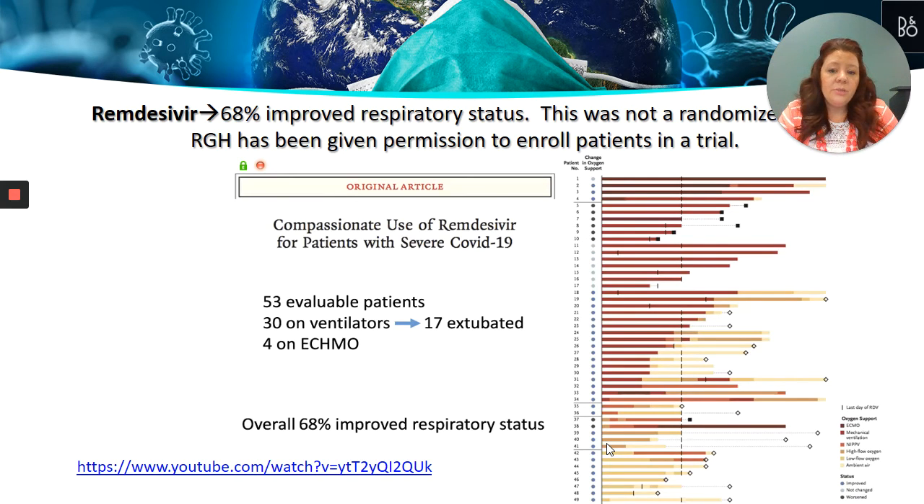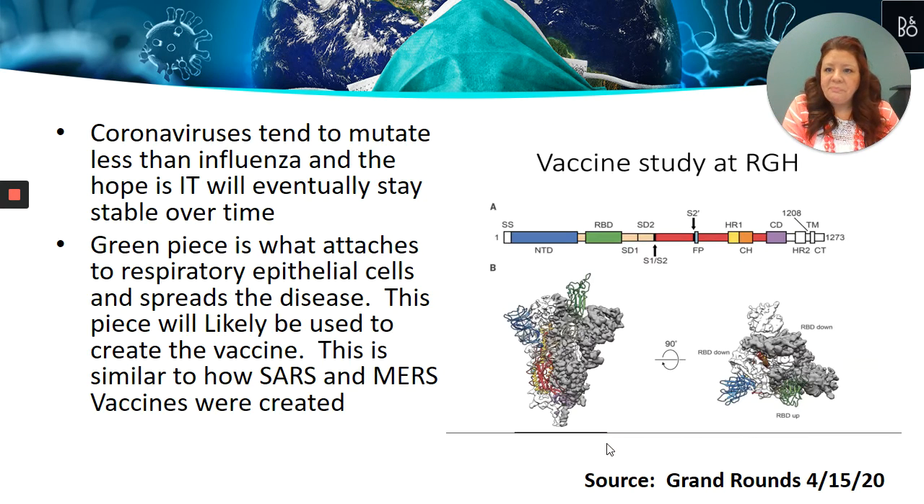And what they found is when they gave these patients the Remdesivir, 68% of them had an improved respiratory status, which is really great. It was not randomized, but what other good news is that Rochester General has been given permission to enroll patients in a trial for Remdesivir, which is awesome.